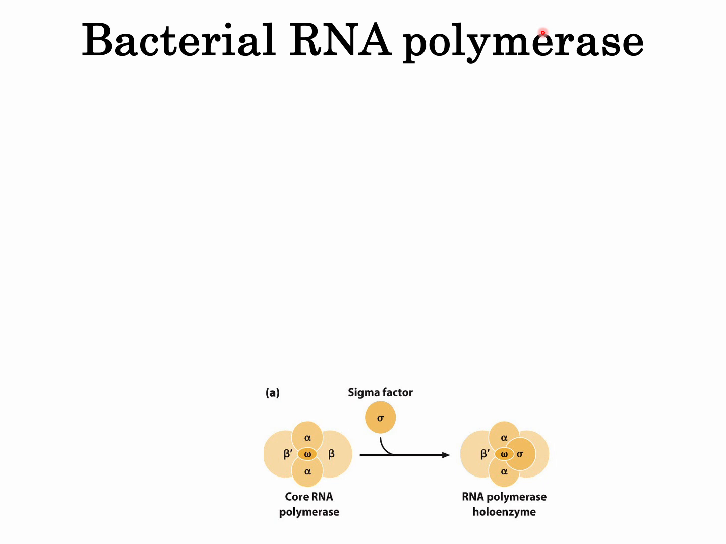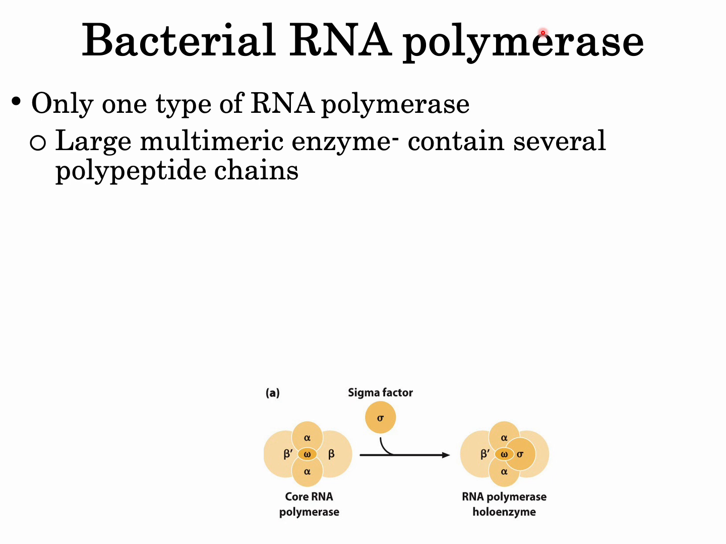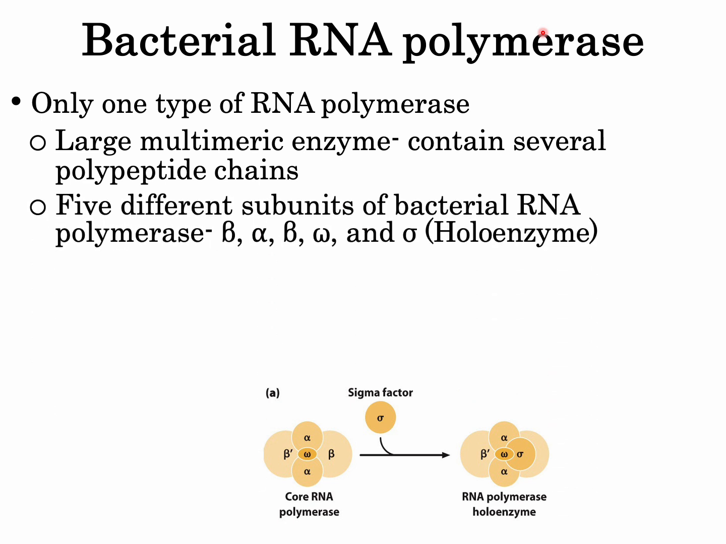So let's talk a little bit about bacterial RNA polymerase. Bacteria, unlike eukaryotes, contain only one type of RNA polymerase, while eukaryotes, on the other hand, can have 3 different RNA polymerases, and each RNA polymerase can synthesize a different type of RNA. Bacterial RNA polymerase has 5 different subunits. Namely, these include beta, beta prime, sigma, alpha, and omega. All 5 subunits together are called the RNA polymerase holoenzyme.